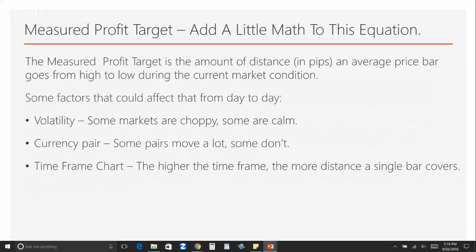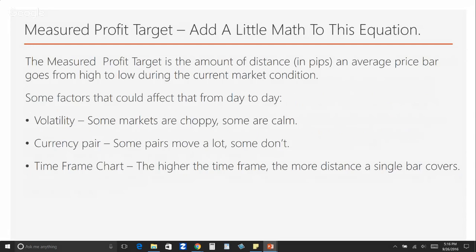Because in the last screen, I was just saying what comes easy for pound Aussie might be much different than what comes easy for dollar yen or something else. So the measured profit target is going to help us out with that, and I'll tell you how it works. The measured profit target is the amount in distance, in pips, of an average price bar from high to low during the current market condition on the current time frame. So I'm taking a distance in pips, just measuring from the high of that bar to the low of that bar, not the open and the close, but the high to the low of an average price bar.